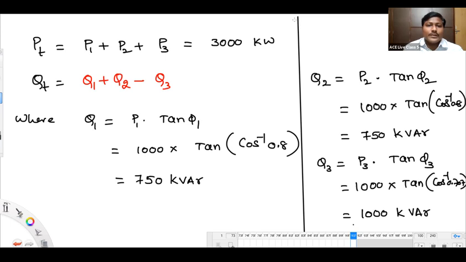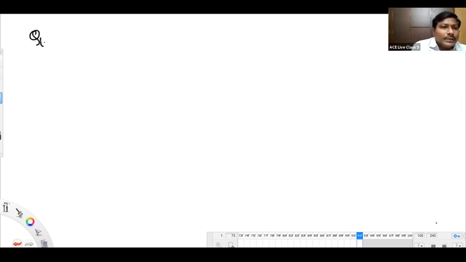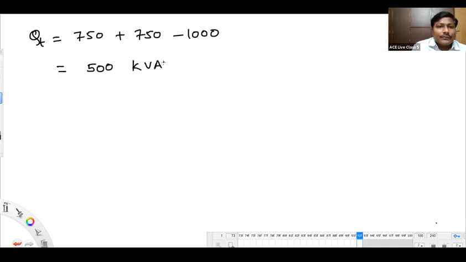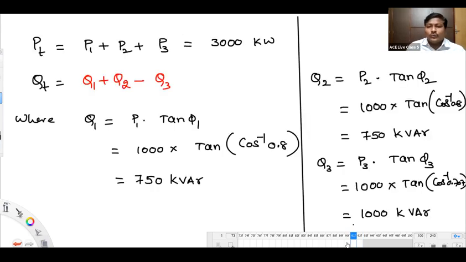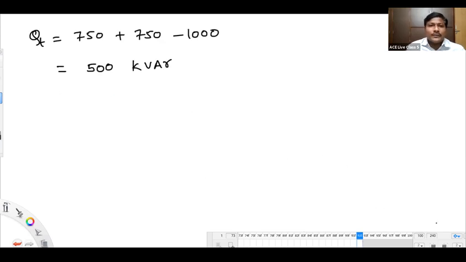Now you can go for QT: 750 plus 750 minus 1000. So QT will come to 500 kVAR. Now you find the overall power factor of the system.